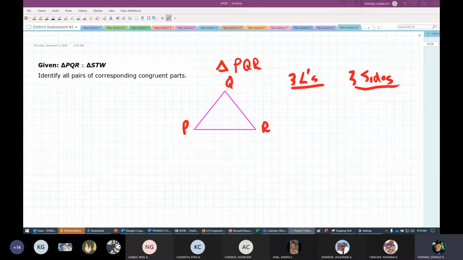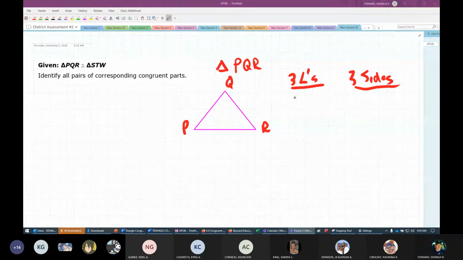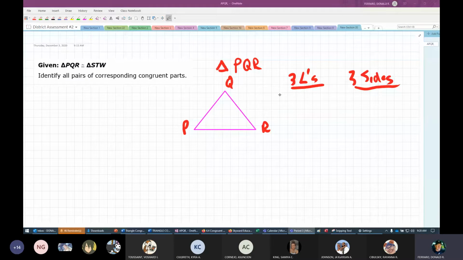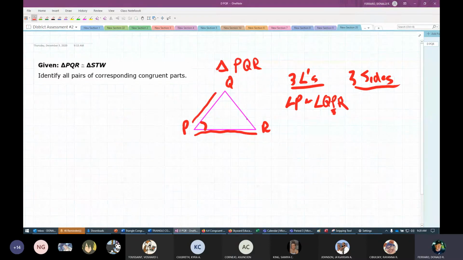What are the three angles as part of the six parts of triangle PQR? Are we talking about the names of the angles? One of the angles here would be angle P, which we could also name angle QPR. Notice that P, which is the vertex of that angle, falls in the middle.